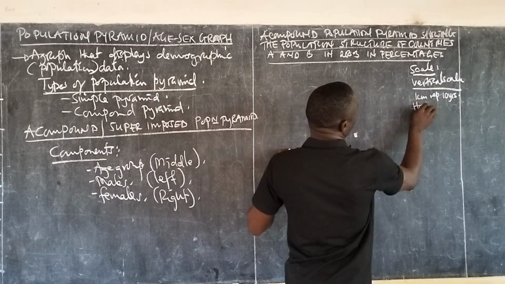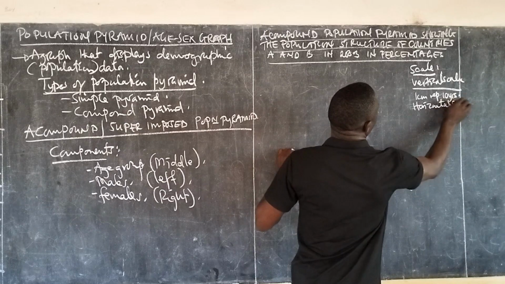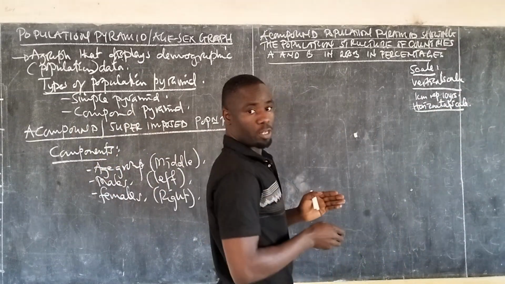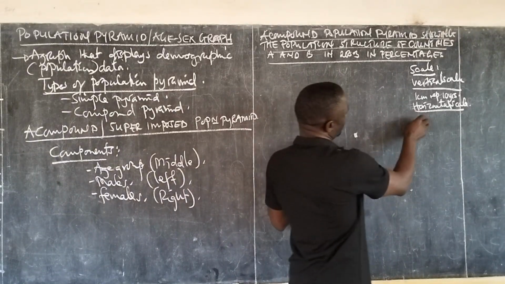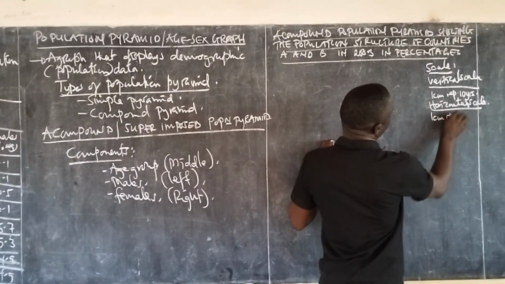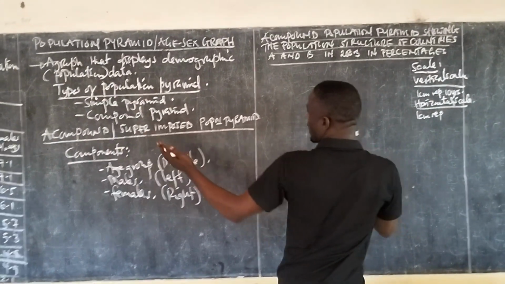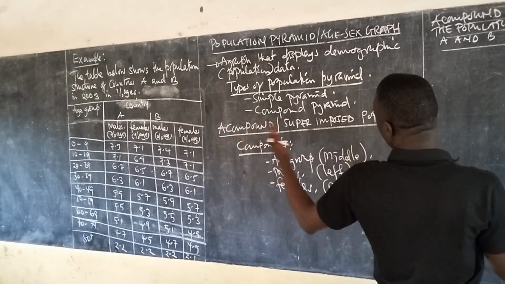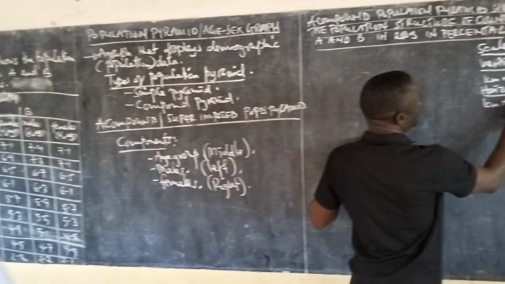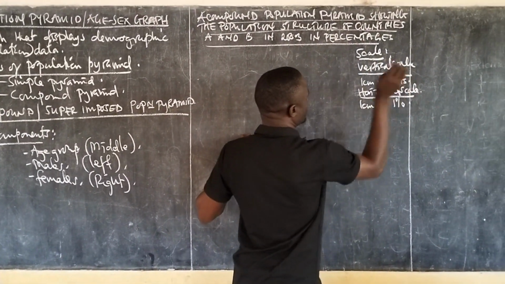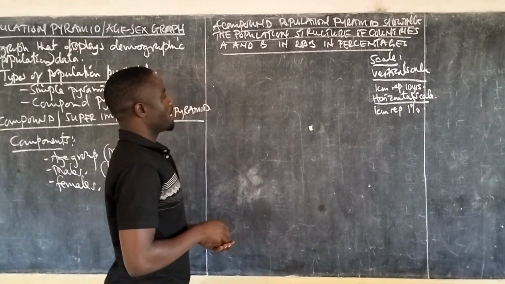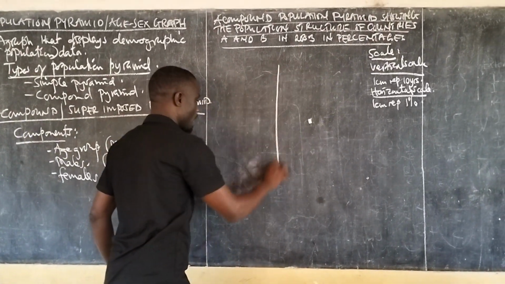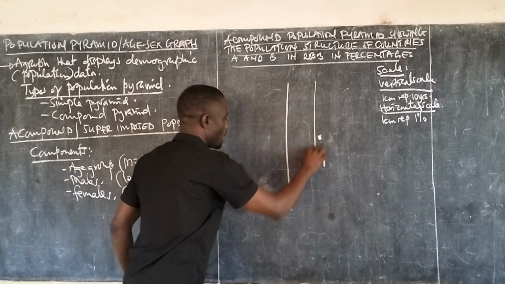Then the horizontal scale. This one is going to be portraying the population in percentages. So we shall say, let 1 centimeter represent, because when you look at our values there, the highest is 7.4. So we can say, let it represent 1%. So that is our scale. From there, we can now come and draw the two parallel lines.